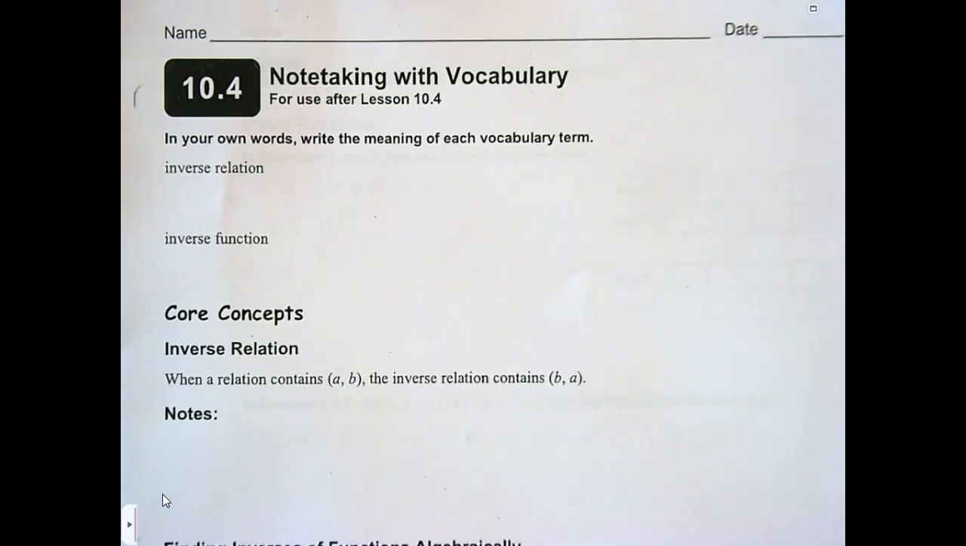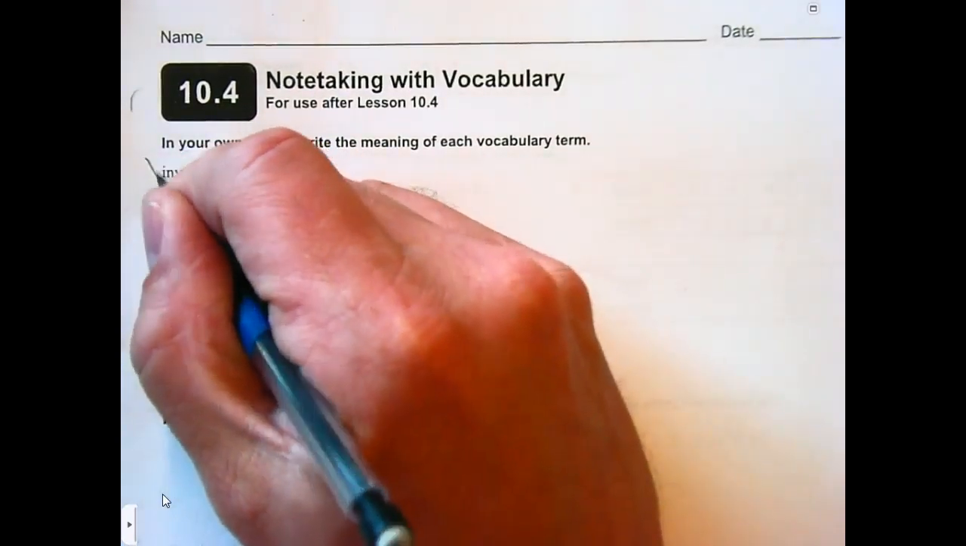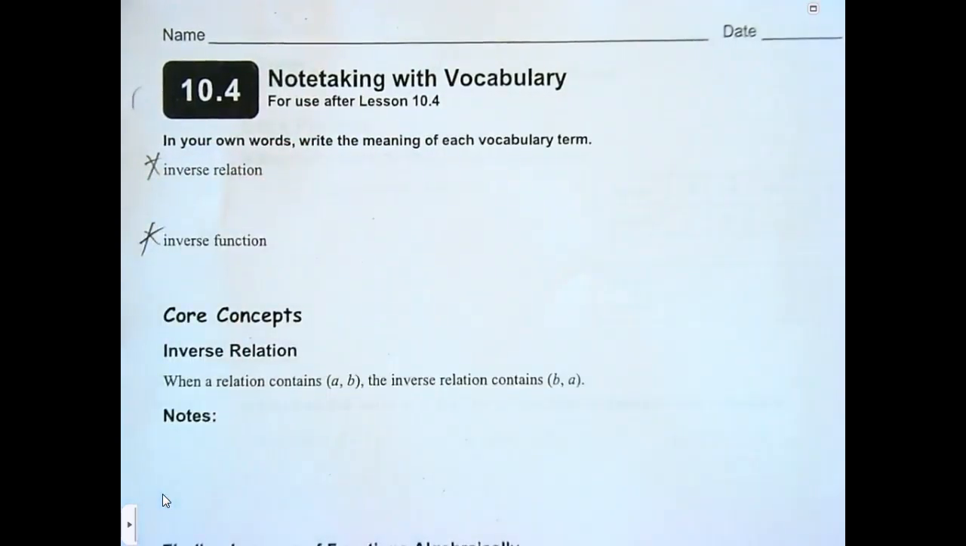Hey, 10.4, Student Journal. This is page 324 of your Student Journal. You turn right to the page. In your own words, write the meaning of each vocab term. This will be a good thing for you to do after the lesson, just to make sure that you recall what we've talked about today. It's a good way for you to summarize it.